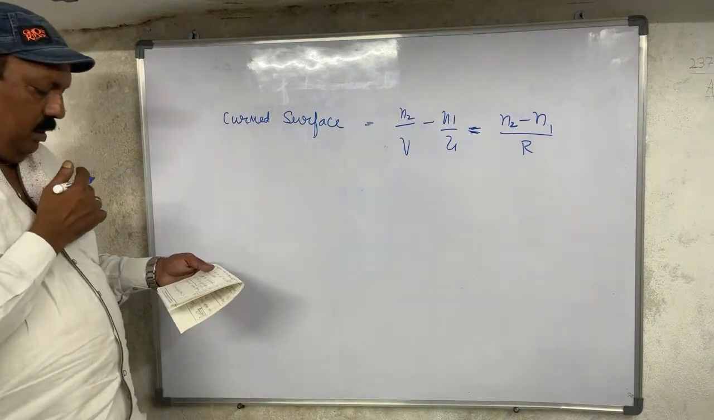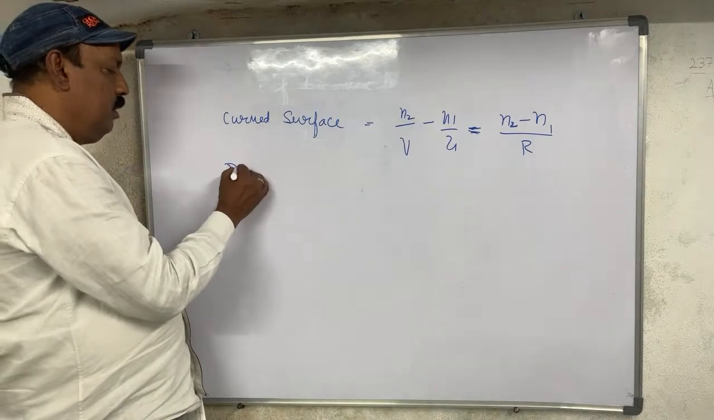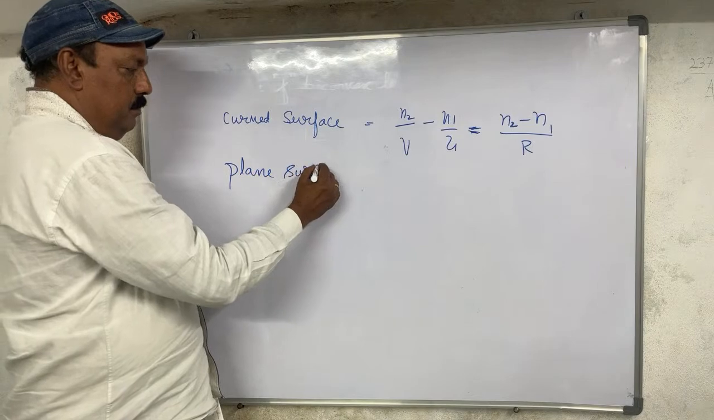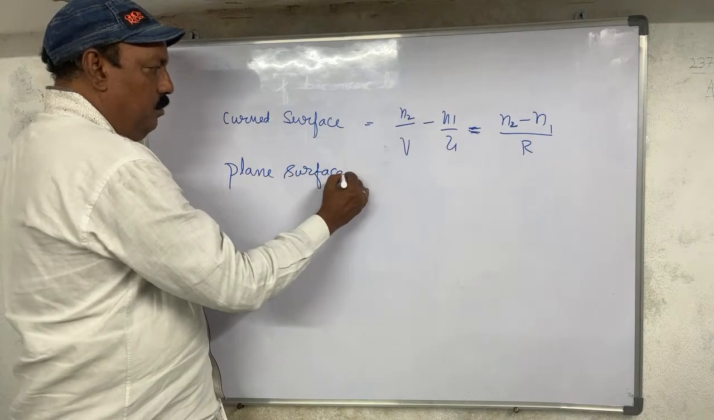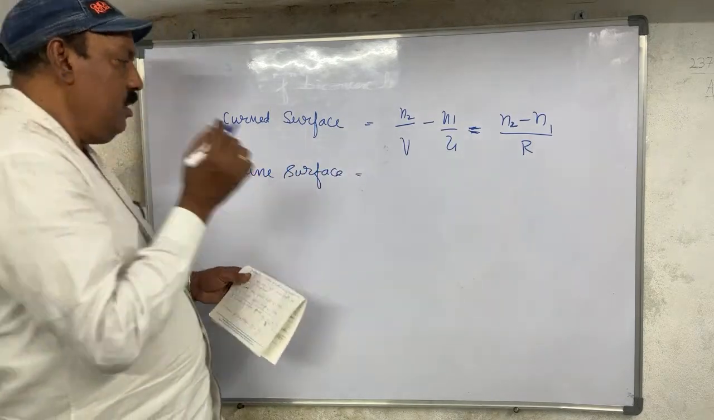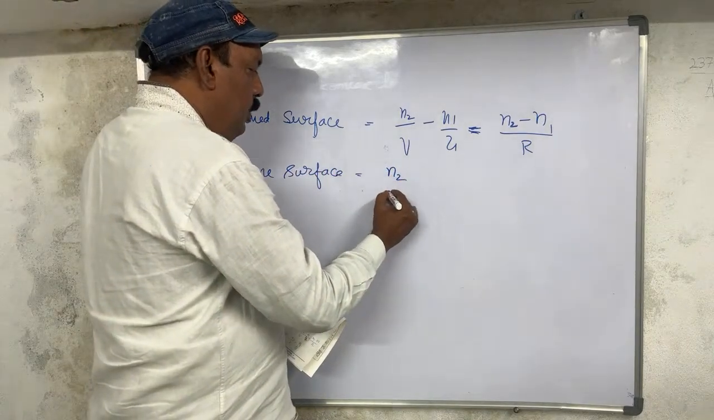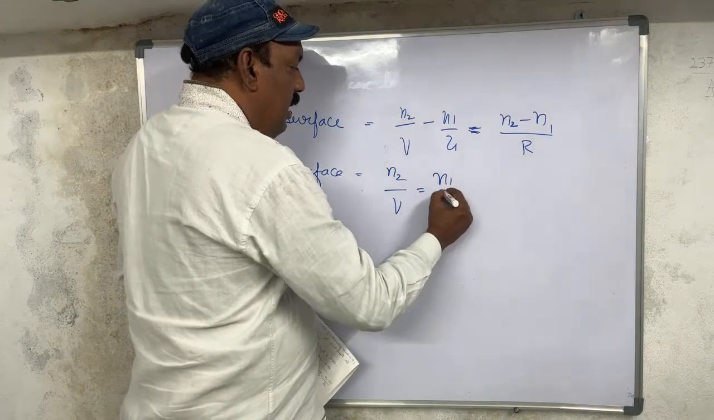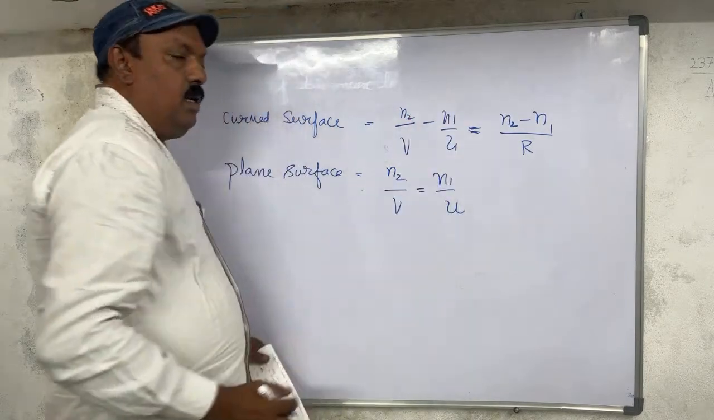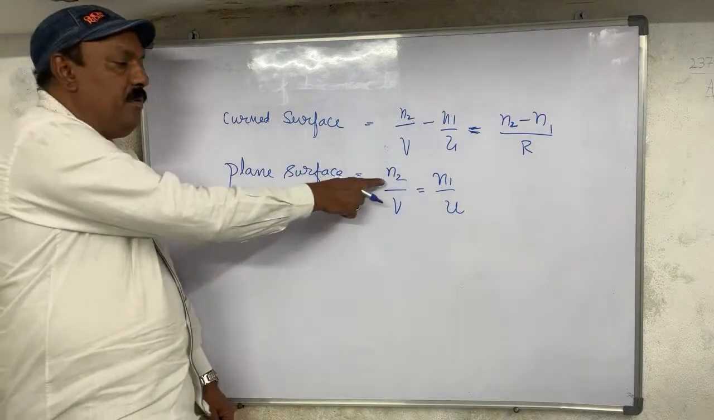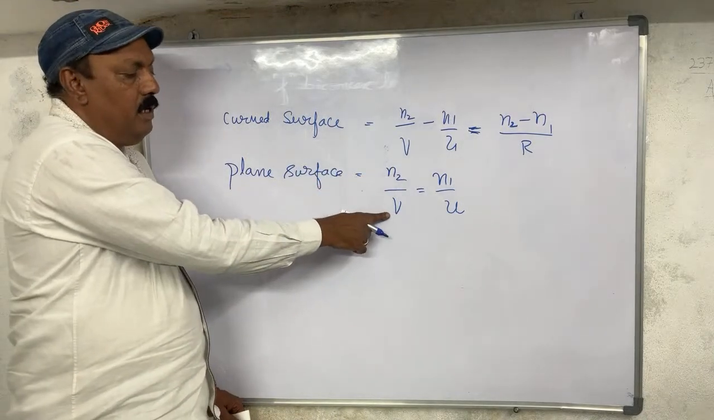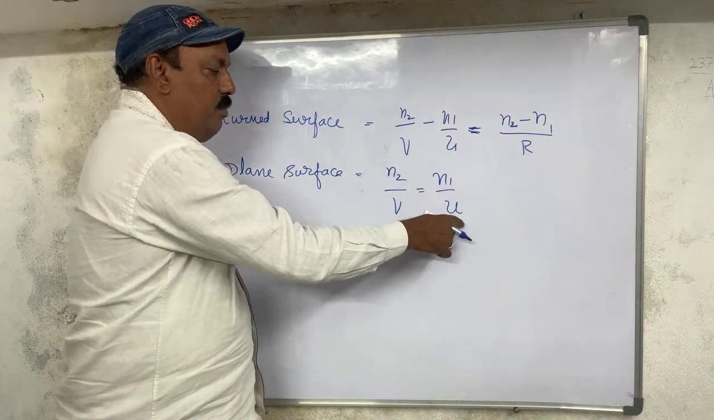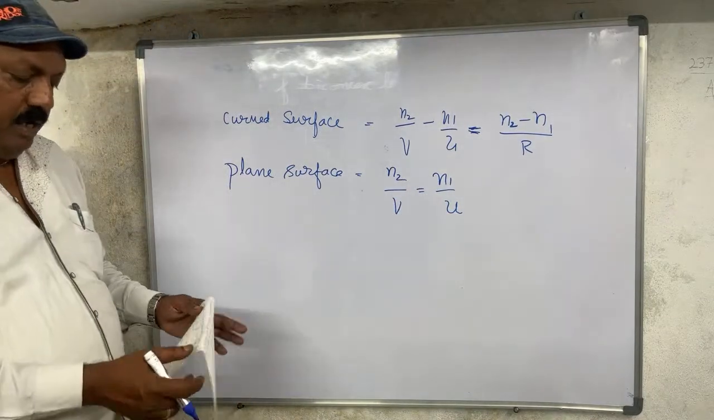Now we'll go for the plane surface formula. The plane surface formula is N2 by V equals N1 by U. That means the refractive index of medium 2 by the image distance equals the refractive index of medium 1 by the object distance. These are the two formulae we are going to face.